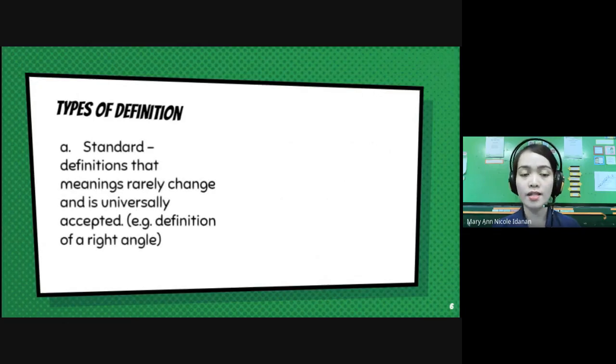When we say standard, those are the definitions whose meanings rarely change and are universally accepted. So definitely those words are more likely to be permanent and universally accepted. So for example, the definition of the right angle. So the right angle is an angle that is composed of 90 degrees. So that is a widely accepted or universally accepted truth. And if you're going to search that in a dictionary, that is exactly what you will get. So that is an example of standard definition.